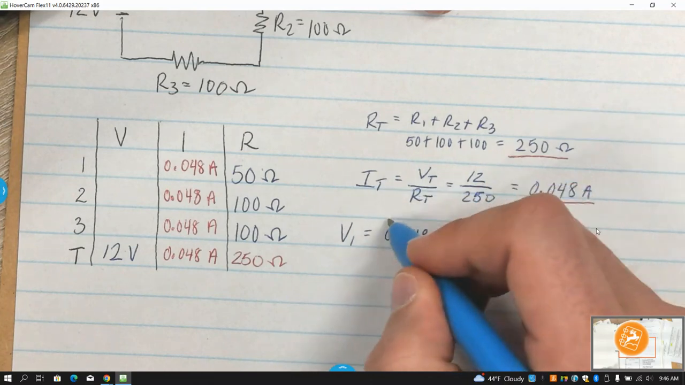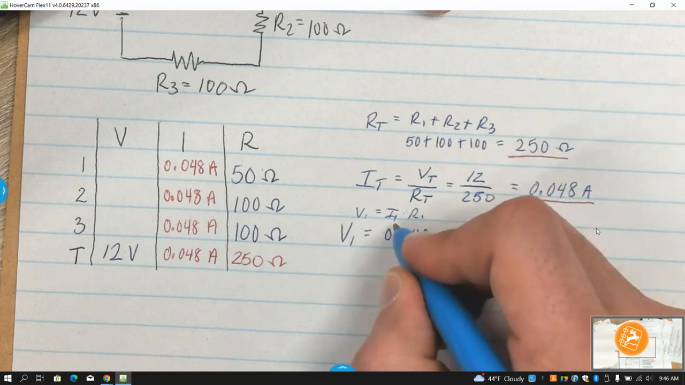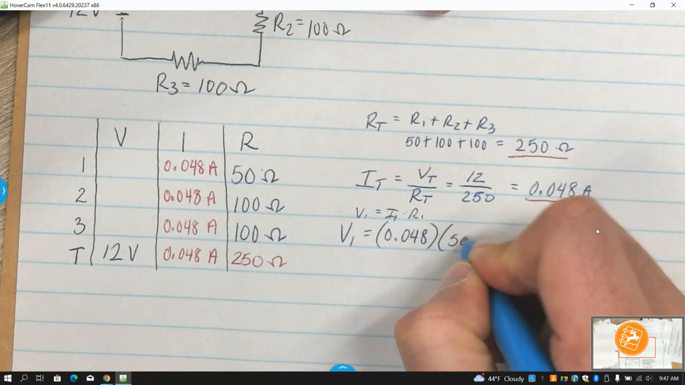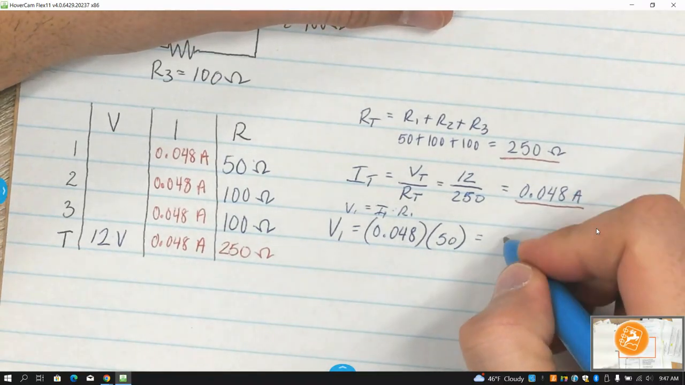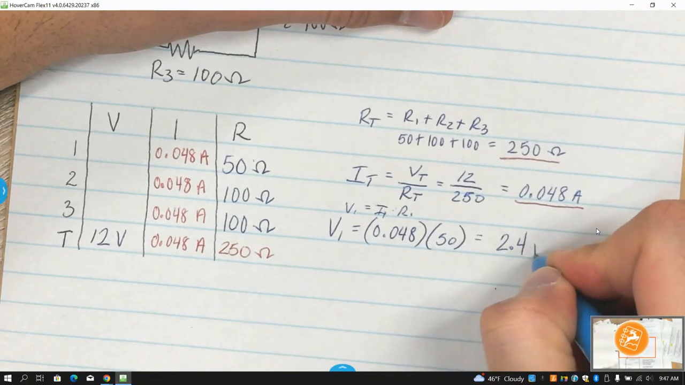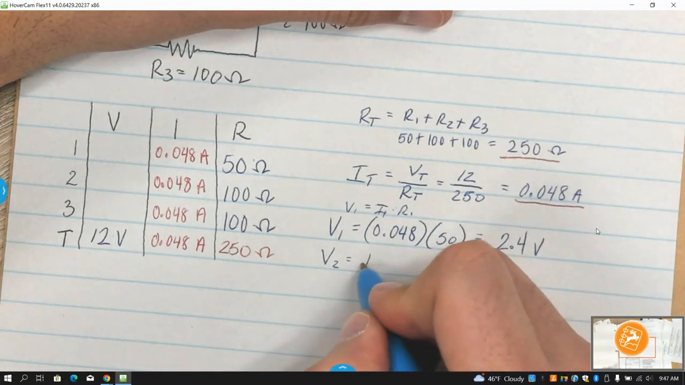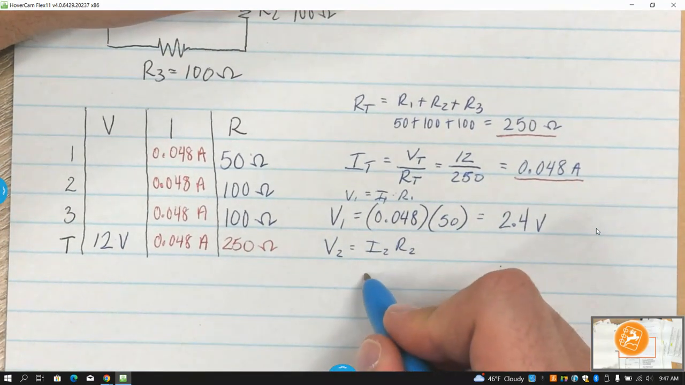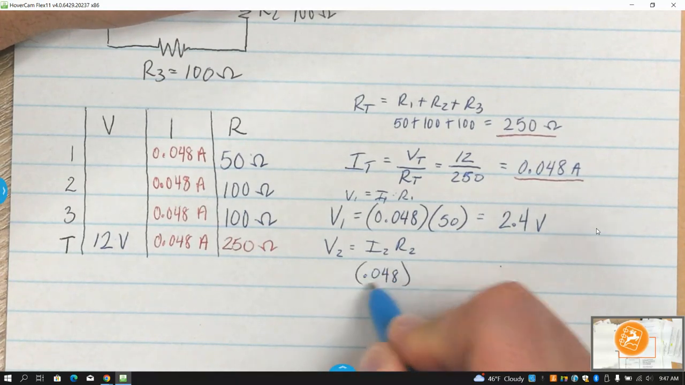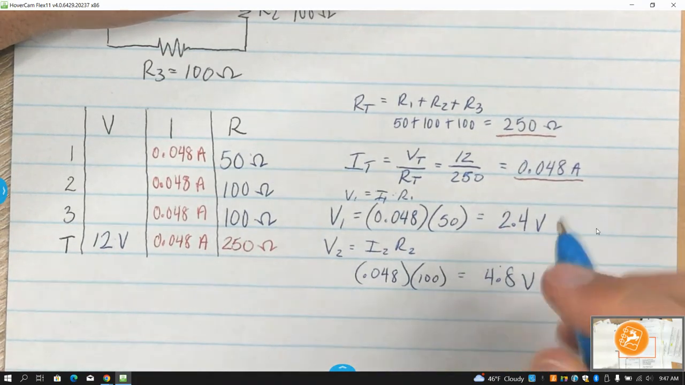So V1 is I1 times R1. So 0.048 times 50, and this comes out to be 2.4 volts. V2, is it the same as V3? Yeah, they're going to be the same. So it's I2 times R2. So again, the 0.048 times 100. This comes out to be 4.8 volts.